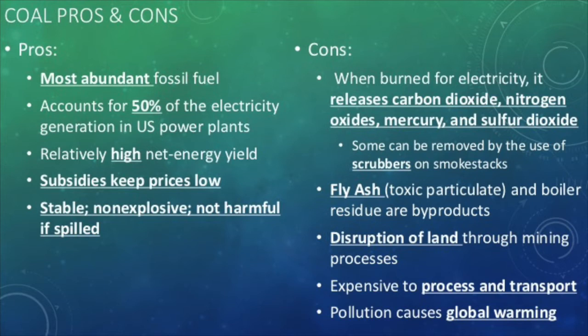But when coal is burned for electricity purposes, it releases dangerous greenhouse gases and toxins such as carbon dioxide, nitrogen oxides, mercury, and sulfur dioxide. There are scrubbers that can be added to smokestacks to eliminate some of these pollutants, but it doesn't eliminate all of them. Coal also creates dangerous byproducts such as fly ash and boiler residue. These are both carcinogens. Mining processes for coal disrupt land, and the pollution can further progress global warming.